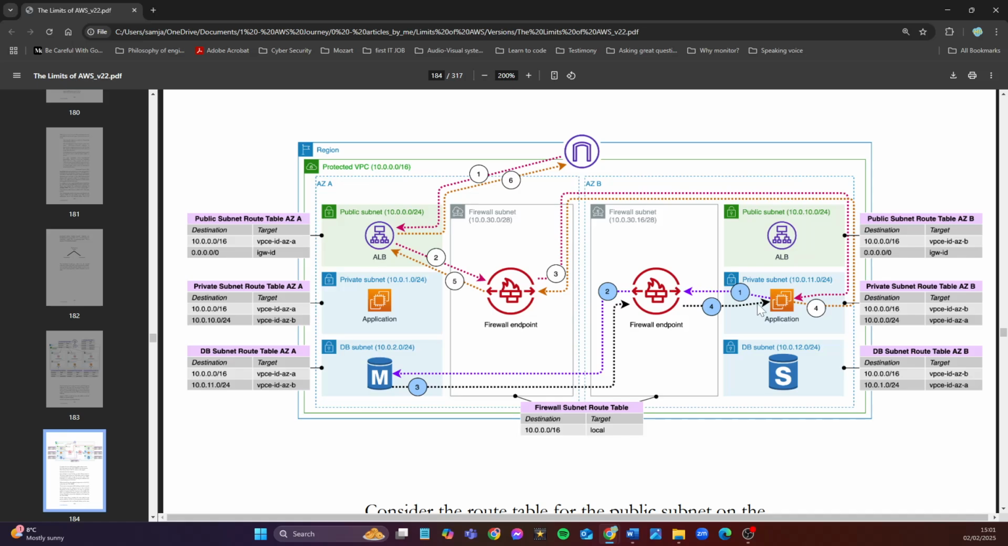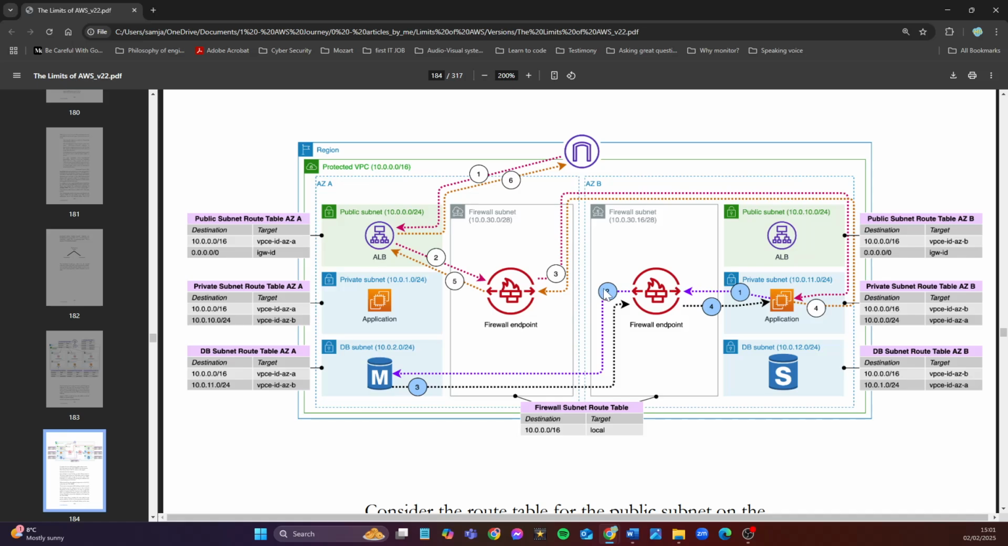The blue circles represent a different route. Number 1 is over here. We start at the application in AZB. We go out to the firewall endpoint. So this is a completely different example because now the application is initiating. It's not coming in from the internet. We're sending out a request from the application layer. It goes into its firewall endpoint.